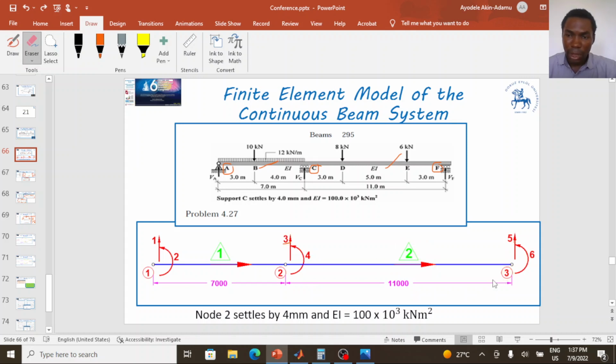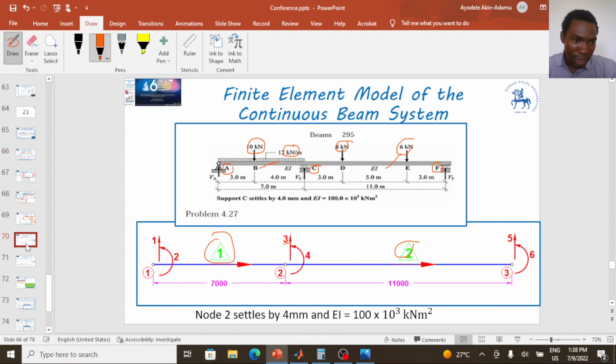This is our element 1 here, and the load on this finite element is the uniformly distributed load, 12 kilonewton per meter, and the 10 kilonewton load. So we need to determine the effective nodal load of these two forces on the finite element. For element 2, we need to determine the effective nodal load of the 8 kilonewton load and the 6 kilonewton load on element 2. That's what I did on this slide.